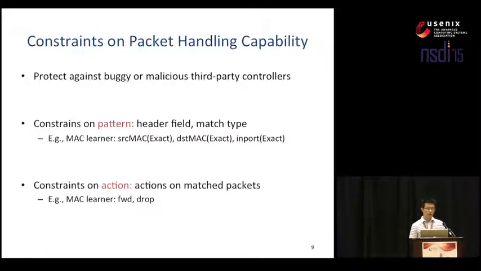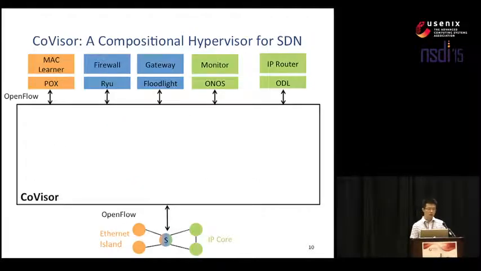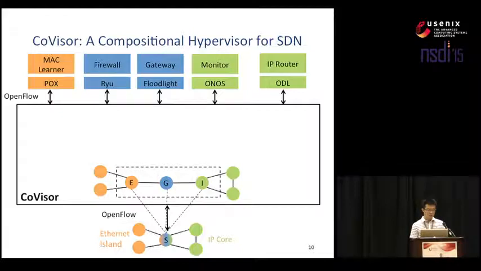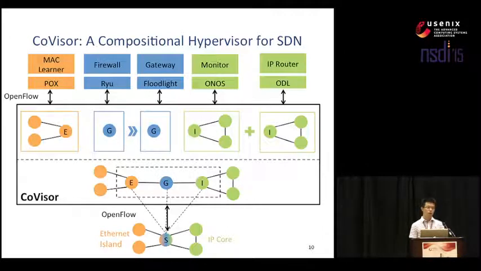This figure shows a high-level architecture of CoVisor. CoVisor is a transparent layer between the network and the controllers. It uses OpenFlow to speak to the switches and the controllers. To compose multiple controllers, CoVisor first uses the 2 primitives to virtualize the physical network into a virtual network. Then it exposes a part of the virtual network to each controller. And if a virtual switch is exposed to more than 1 controller, we need to use compositional operators to specify how we want to compose multiple controllers on the virtual switch.